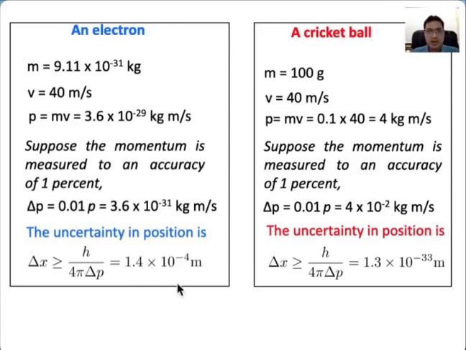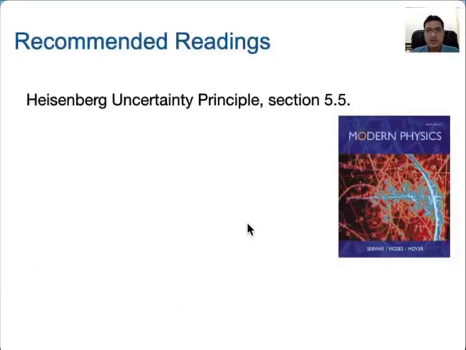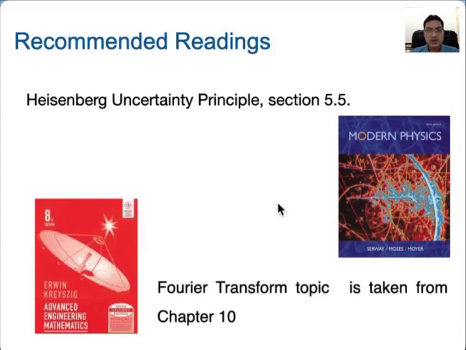Okay, before I end today's lecture, let me provide the recommended readings. If you would like to read more about the Heisenberg uncertainty principle, please go to section 5.5 in this book. And if you want additional information about the Fourier transform, follow the book by Erwin Kreyszig, Advanced Engineering Mathematics. Go to chapter 10, which has a very nice introduction to the Fourier transform and all the useful mathematical identities.